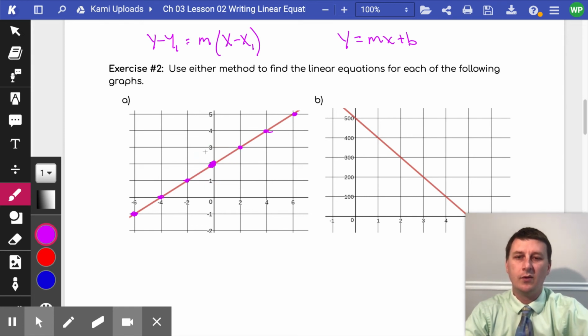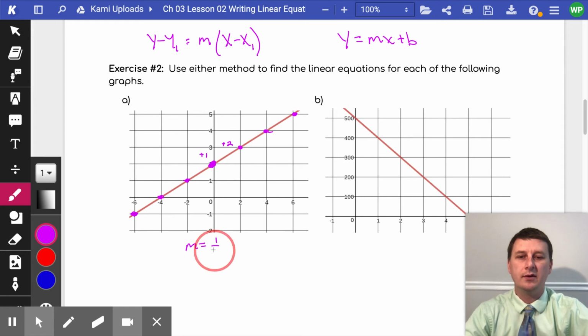And I'm going to go up 1 unit, and I'm going to go right 1 unit. But I need to be careful, because I'm going up by 1s on my y-axis, but I'm going up by 2s on my x-axis. So I'm going up 1 unit, but I'm really going over to the right 2 units. So my slope is actually going to be 1 over 2. And I know my y-intercept is going to be at 3.